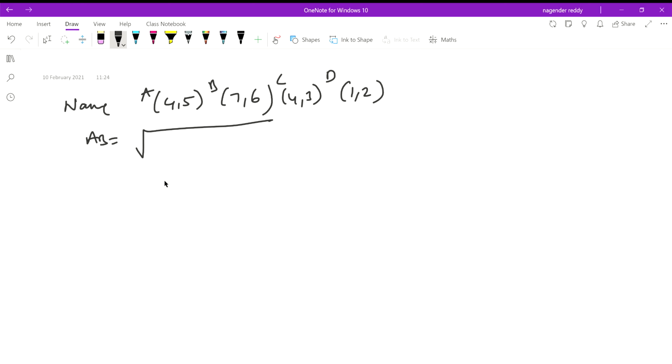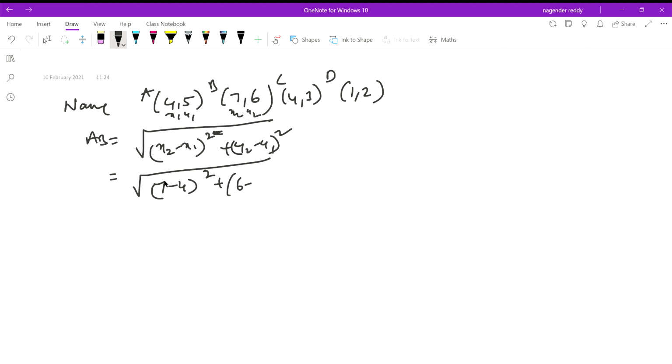First go for AB. Assume that x1 and y1, x2 and y2. First I'll write the formula: x2 minus x1 whole square plus y2 minus y1 whole square. Now look here, under square root of x2 minus x1, that is 7 minus 4 whole square plus 6 minus 5 whole square, that is equal to under square root of 7 minus 4 is 3, whole square 9, plus 1, that is root 10 you will get.